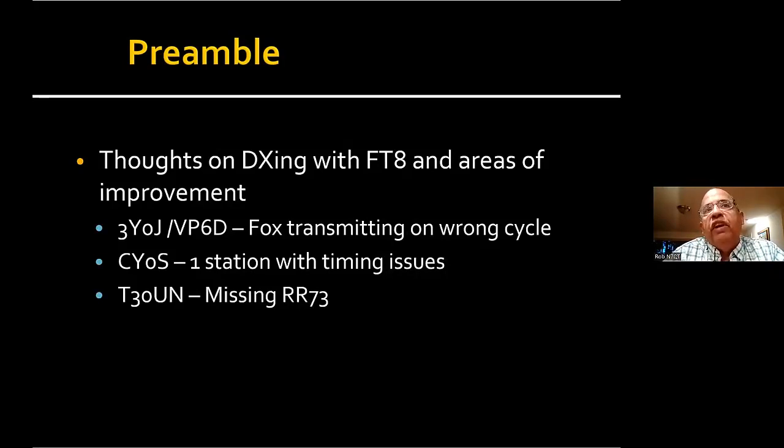We had a case on Sable Island where one station had timing issues. Their clock would advance 1.5 seconds for 3 or 4 minutes and then shift back to internet time and then just randomly jump all over the place every 3 to 4 minutes. We had a case of T30UN who was missing Roger 73s. In my case, I worked them 4 times, and I only once received a Roger 73, and I only logged them once.